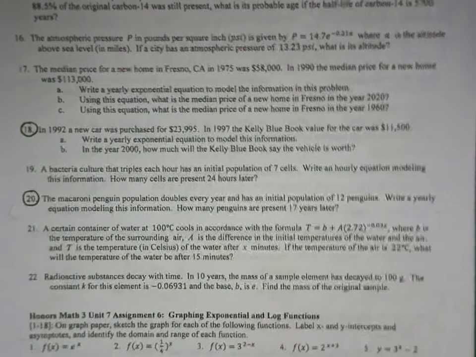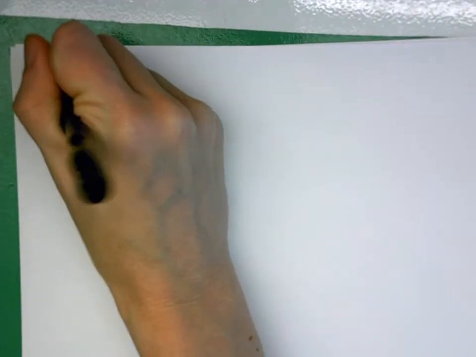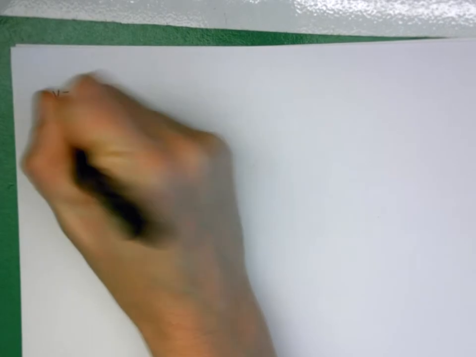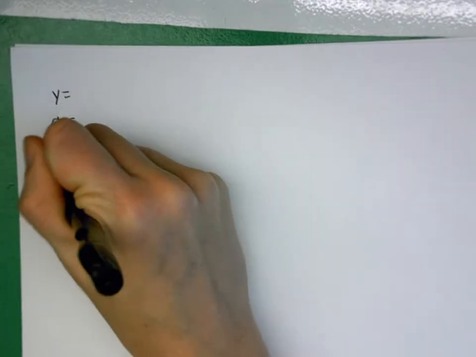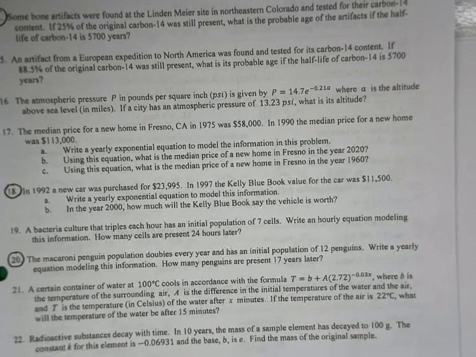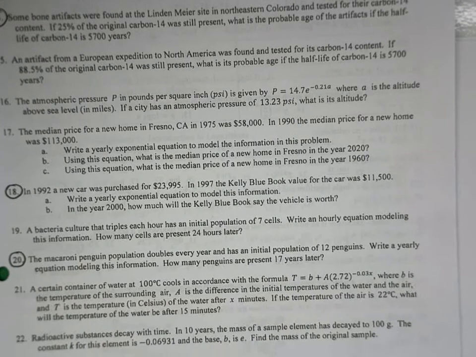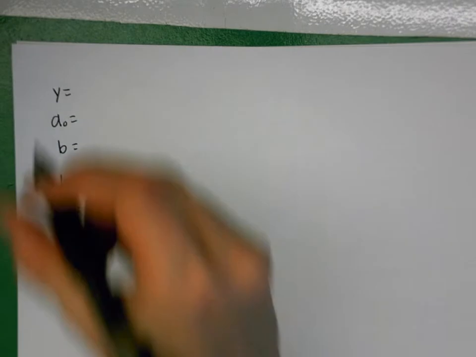Okay, so here we go. Number 18, so we're still looking for those same values. We need our Y, our A naught, our B, our K, and our T. So let's go ahead and start with our A naught. What is that initial value? In number 18, it initially started at $23,995.